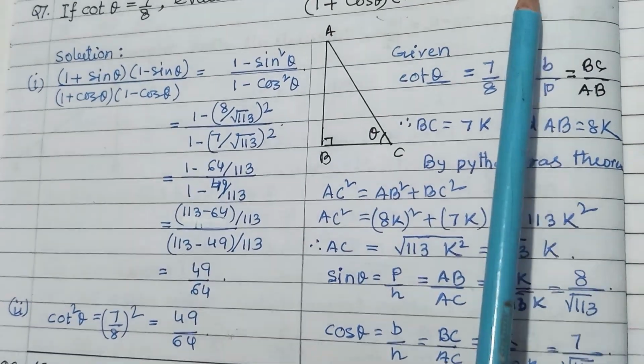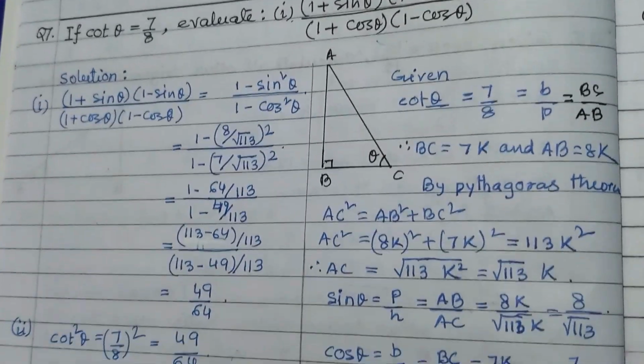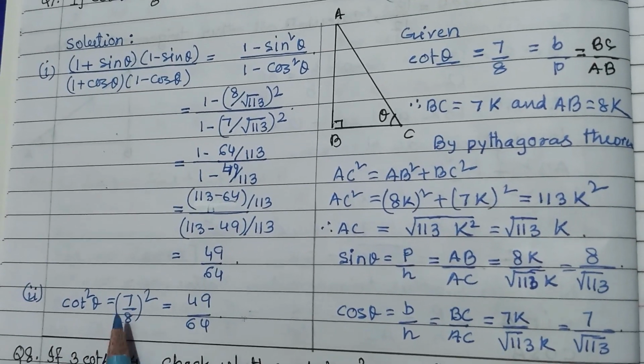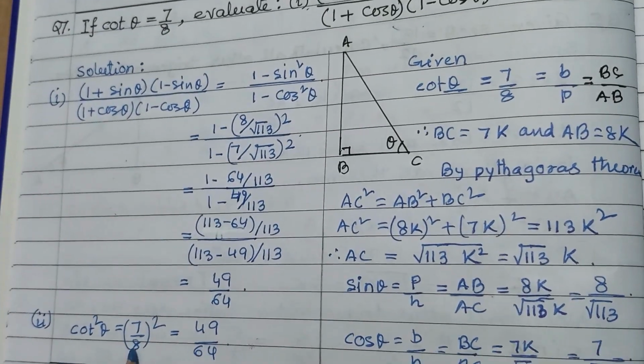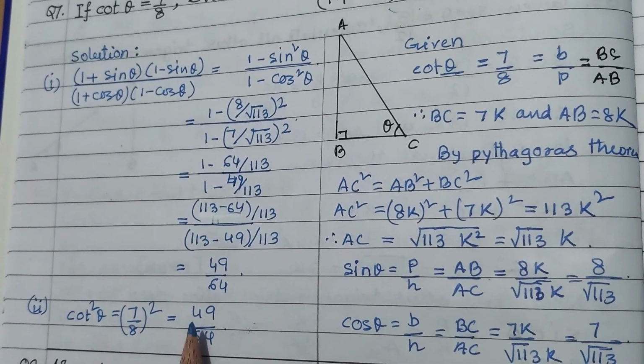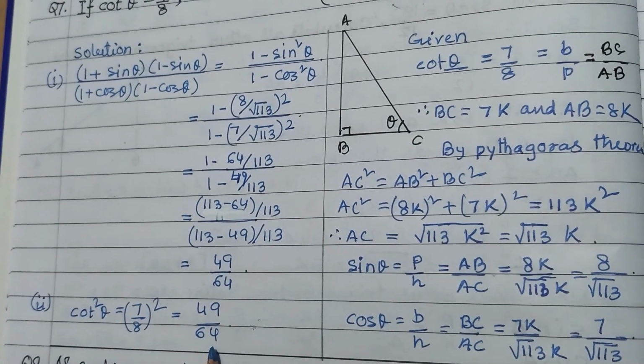Second part, cot square theta. Cot theta has been given as 7 upon 8. So cot square theta, 7 upon 8 whole square, is 49 upon 64.